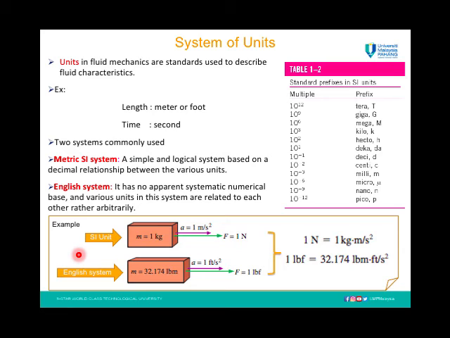That is, a force of 1 Newton is roughly equivalent to the weight of a small apple, whereas a force of 1 pound force is roughly equivalent to the weight of 4 medium apples.